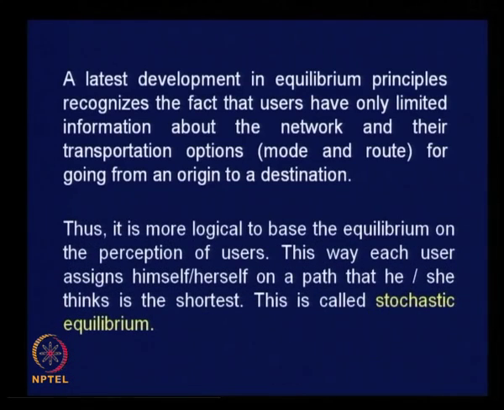and thus it is more logical to base the equilibrium on the perception of users. This way each user assigns himself or herself on a path that he or she thinks is the shortest. This is called stochastic equilibrium, right. It is a stochastic process, quite random, based on the perception of individuals with regard to travel time.